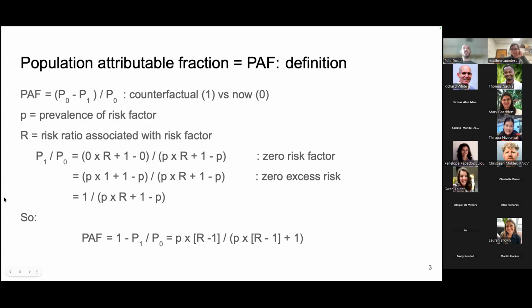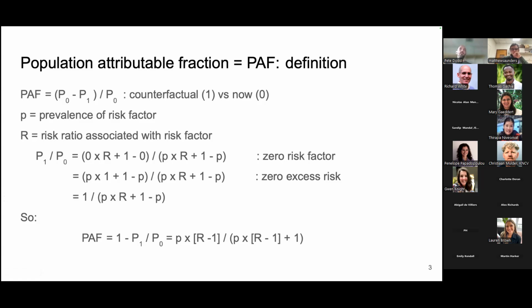And in the numerator, you can either think about zeroing the prevalence of your risk factor, in which case the numerator is 1, or you can think about setting the risk associated with that risk factor to 1. So waving a magic wand and not getting rid of the risk factor, but making it so that it doesn't increase your risk of the condition. So either way, you get this 1 over blah, blah, blah term.